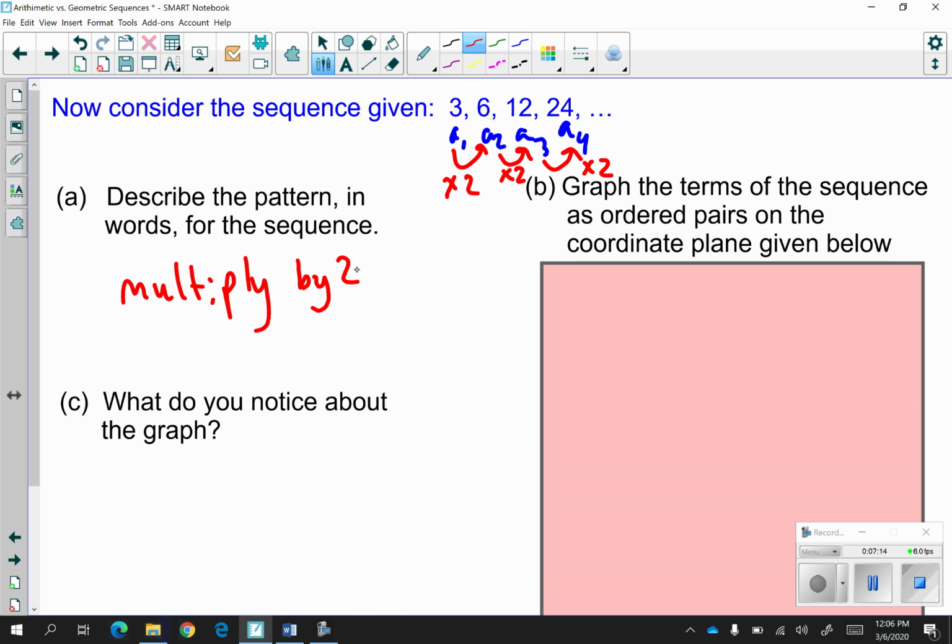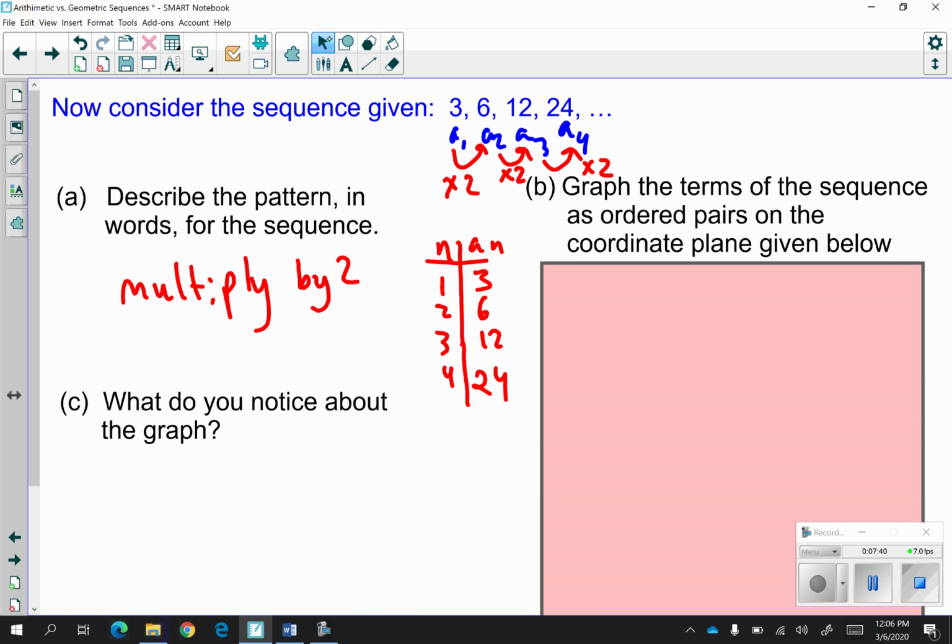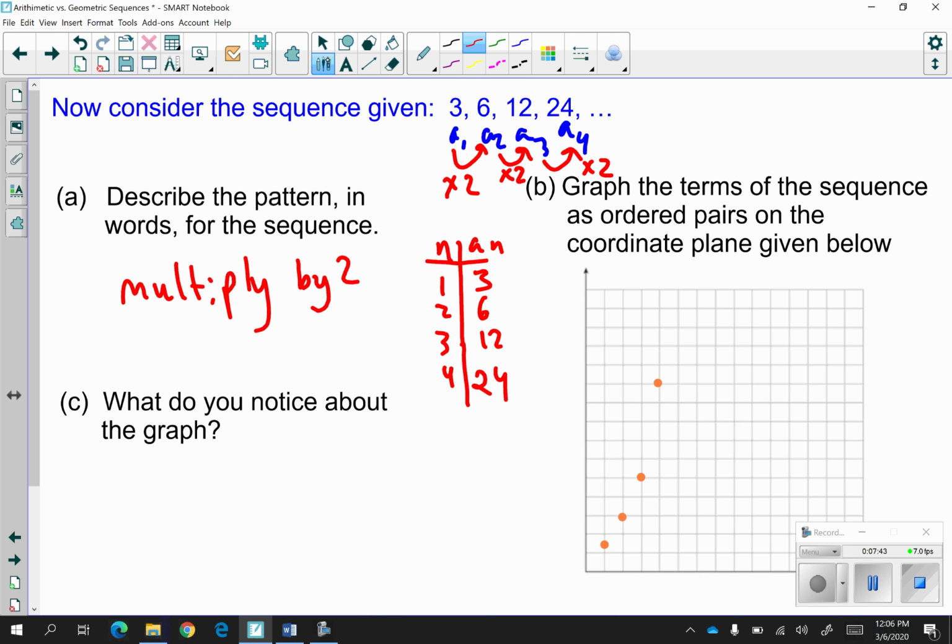Now when you graph this one, it's going to be very similar to how we graphed the last one, right? You have your term number and your term value. We have 1, 2, 3, 4, and our values were 3, 6, 12, and 24. When you plot this out, it's too much to count by 1 in each direction. You could count by 1s for your x-axis, but for your y-axis, you're going to have to count by 2s in order to get everything on the grid.